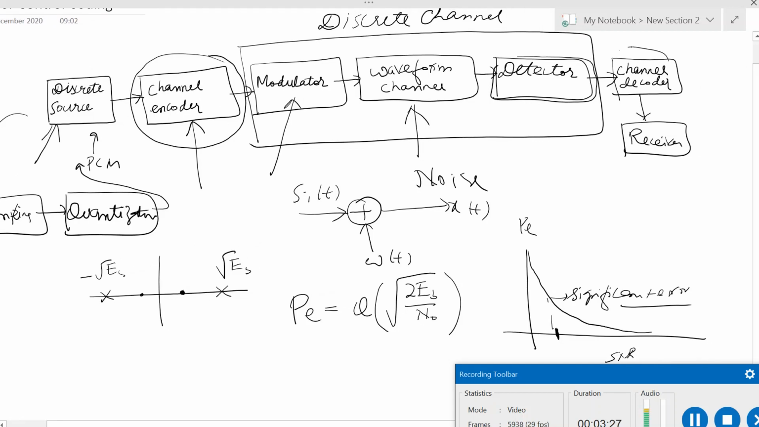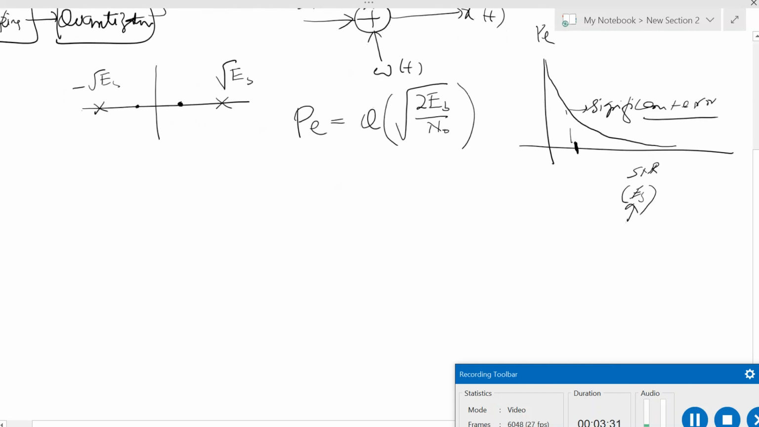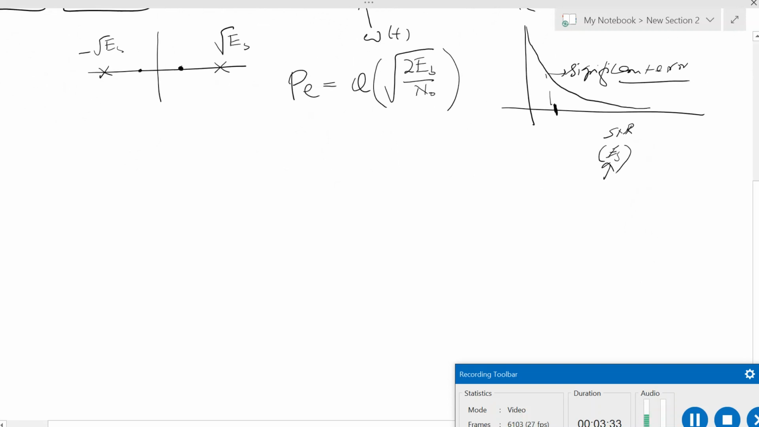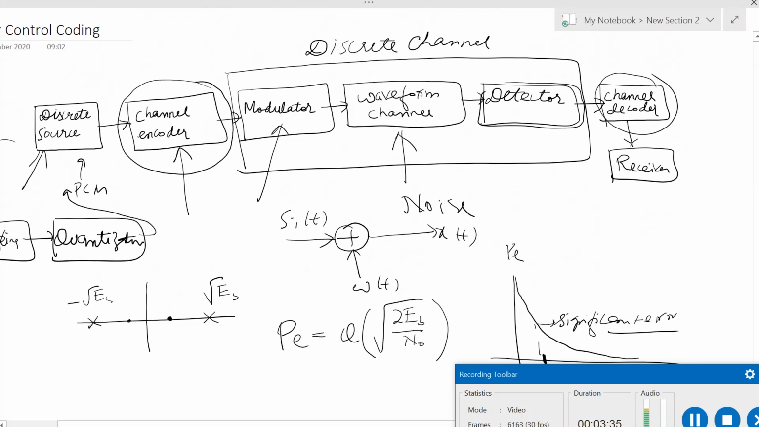And then equivalently we have here the channel decoder. It will become more and more clear as we proceed further. But I have written one more thing. I have written here discrete channel.